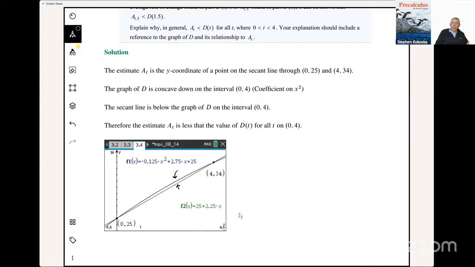Therefore, that estimate A sub t has to be less than D of t for all values of t on the interval 0 to 4, and in particular, A sub 1.5 is less than D of 1.5. Now, I don't know what D of 1.5 is. I didn't calculate that, but I know that my estimate is below it. I think that's a good visualization. That helps me. I think that helps students too. I think we recognize that this curve is concave down. We know the secant line must be below it. I can see that those estimates are below the curve.